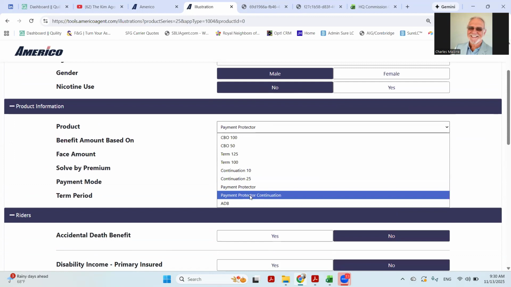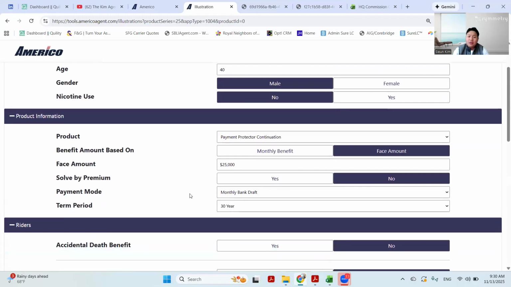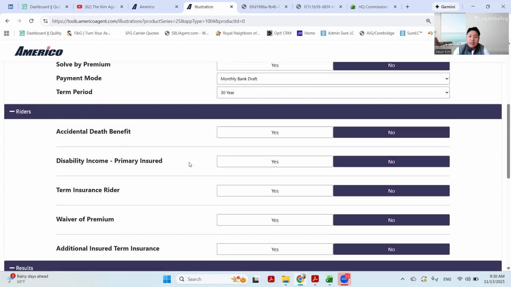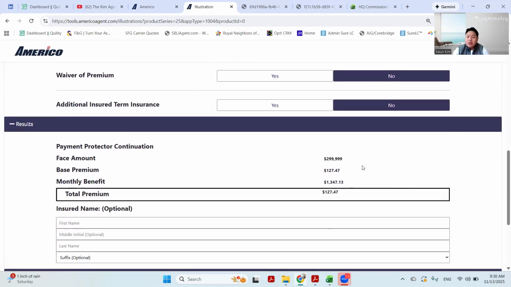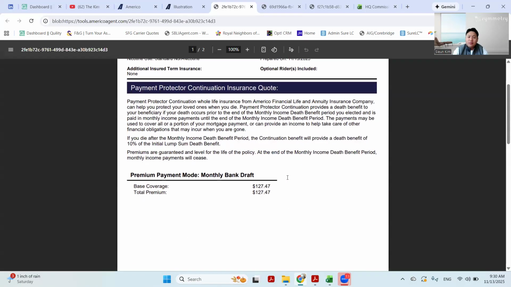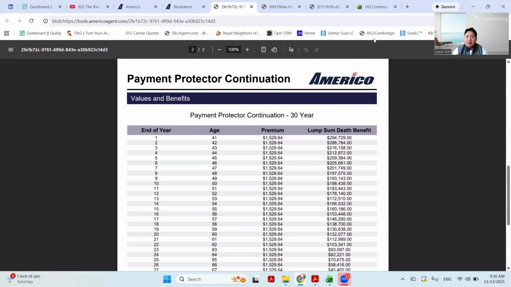Okay, and then payment protector continuation. This is another product that if you were to, let's just say, do the same 300,000 that we were doing before. Do you remember I told you that if the client doesn't die after the 30 years, what happens to the coverage? If you die after the monthly income benefit period or the continuation benefit period, 10% of the initial lump sum death benefit. So 10%. So what does this mean? We started with a 300,000.